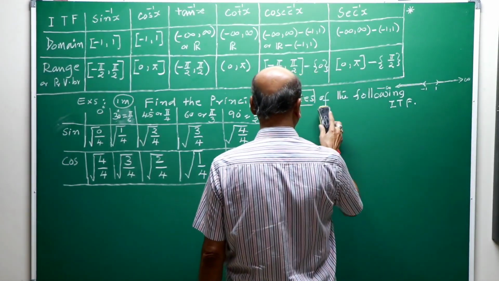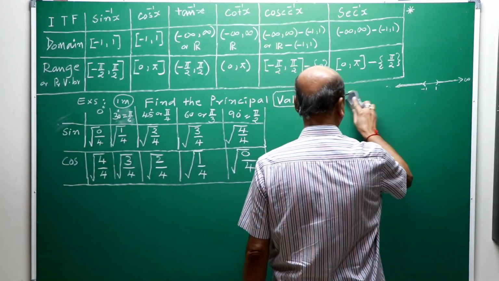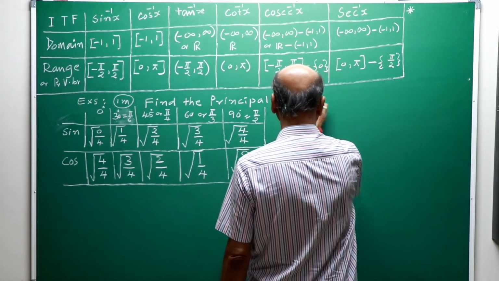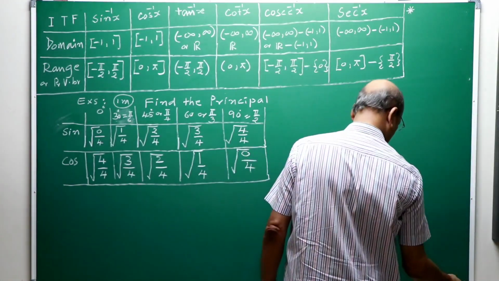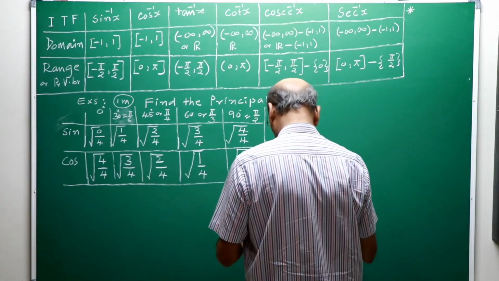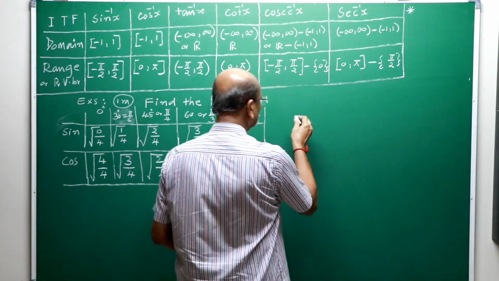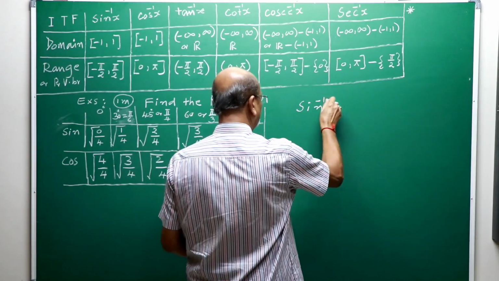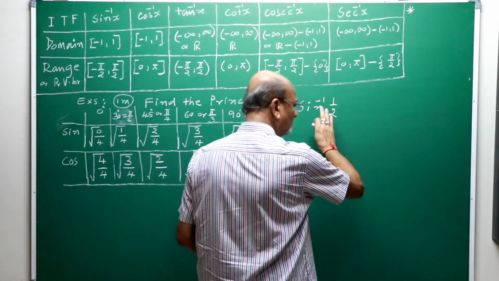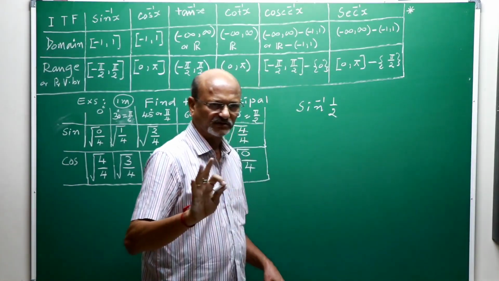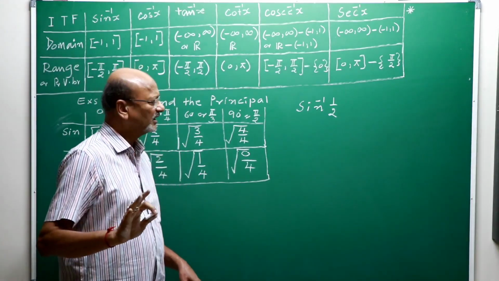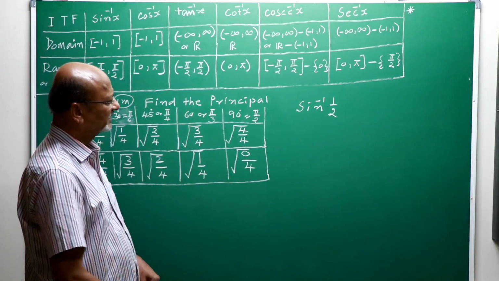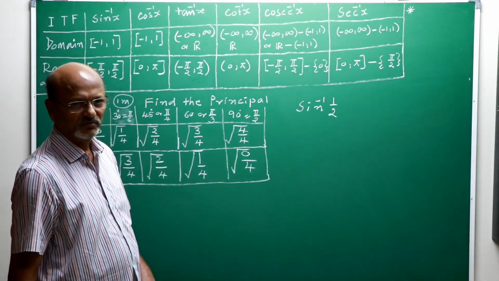Examples. Principal values of the following inverse trigonometric functions. The first example: sin inverse 1 by 2. All these are from your textbook, my friends. I have not copied from anywhere other than your textbook and model question papers, which are the target.